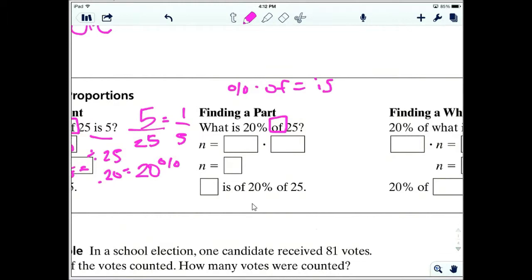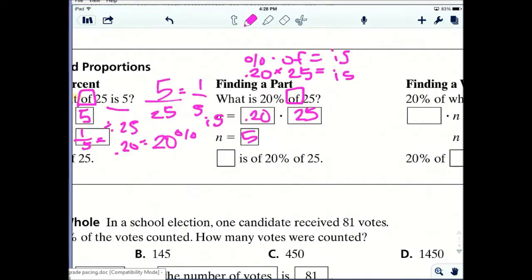Okay, so the percent, we know that. Remember, it's a decimal though, so it would be 0.20. I am multiplying by the of. The of would be 25, and I want to know the is. Okay, so how are we going to set this up? We're going to replace this. Go ahead and write that, guys. This is going to be the is, and we're going to be doing 0.20 times 25. And so our answer would be 5. So 5 is 20% of 25.